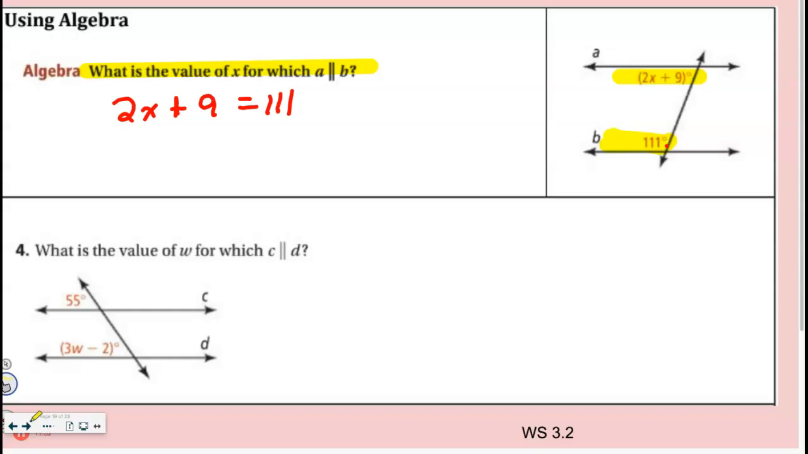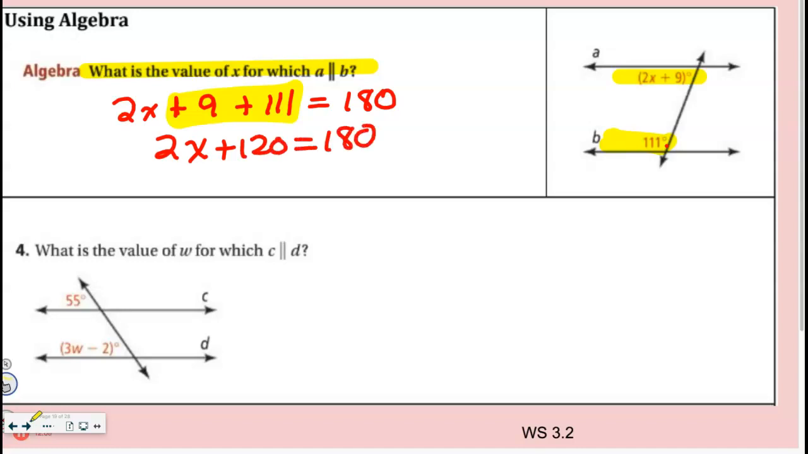2x plus 9, plus 111 equals 180. So we're going to say those two are supplementary. You're going to use your algebra. So we'll combine our like terms right here, and we'll have 2x plus 120 equals 180. Alexandria, can you give me the 2 steps for solving this for x, please? Yep, so I'm going to subtract 120 from 180, thank you. And then what's the last thing I'll do? Divide by 2, right? So x is equal to 30.